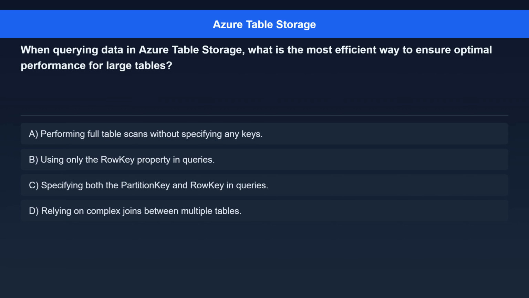Question 8. When querying data in Azure Table Storage, what is the most efficient way to ensure optimal performance for large tables? Option A. Performing full table scans without specifying any keys. Option B. Using only the row key property in queries. Option C. Specifying both the partition key and row key in queries. Option D. Relying on complex joins between multiple tables.